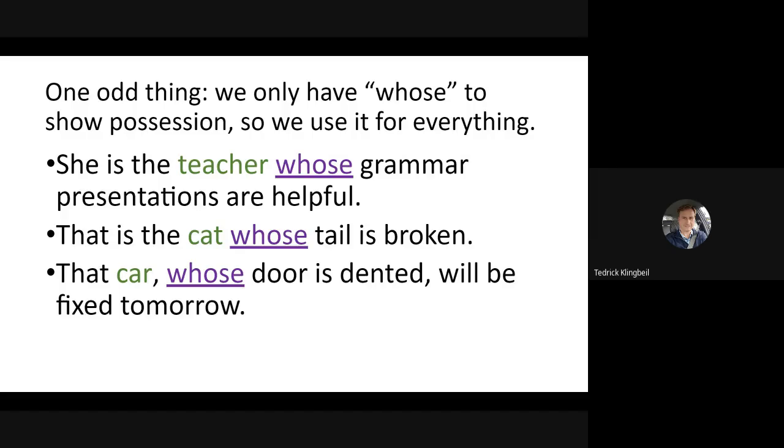All right, so we talked about this already, but let's look at it in more detail. One odd thing is this. We only have whose to show possession. So we use it for everything: people, places, animals, and things. We use the word whose. She is the teacher whose grammar presentations are helpful. Next, that is the cat whose tail is broken. And that car whose door is dented will be fixed tomorrow. Okay? So you can see that whose applies to all of them.